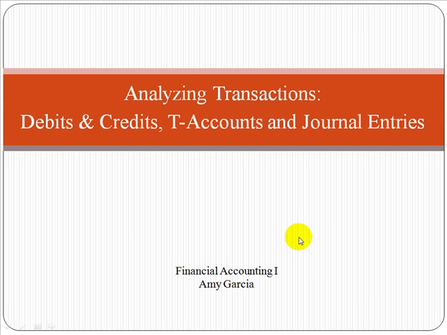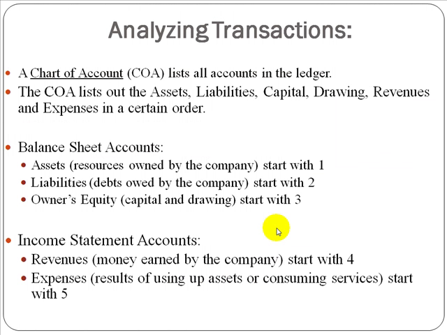Analyzing transactions, debits and credits, T accounts, and journal entries. A chart of accounts is a listing of all accounts that are held in a ledger. The chart of accounts lists out the assets, liabilities, capital, drawing, revenues, and expenses in a certain order.